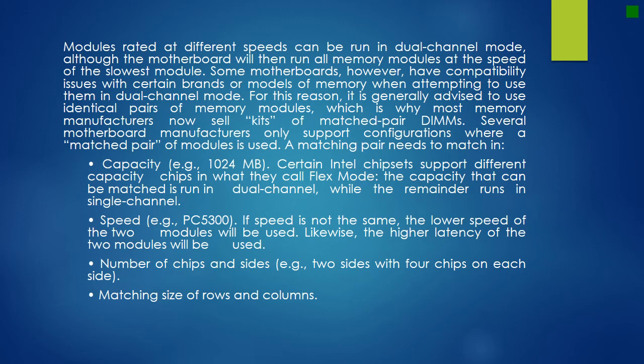The next consideration is the speed. For example, for PC 5300, if the speed is not the same, the lower speed of the two modules will be used.